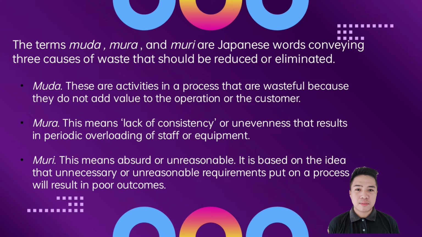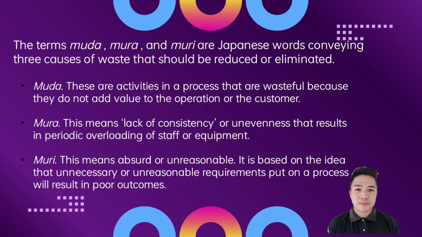The terms muda, mura, and muri are Japanese words conveying three causes of waste that should be reduced and eliminated. Muda: these are activities and processes that are wasteful because they do not add value to the operation or the customer. Mura: this means lack of consistency or unevenness that results in periodic overloading of staff or equipment. And the last, muri: this means absurd or unreasonable. It is based on the idea that unnecessary or unreasonable requirements put on a process will result in poor outcomes.